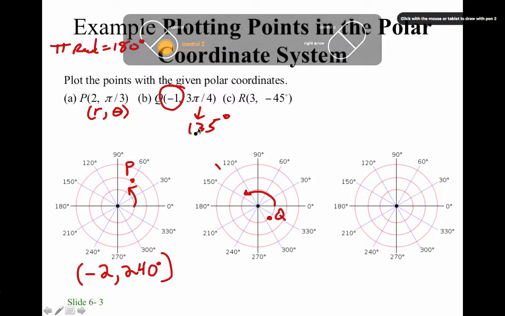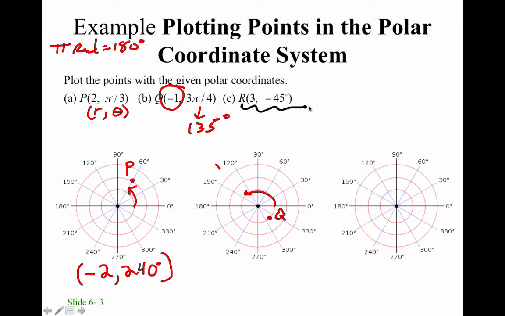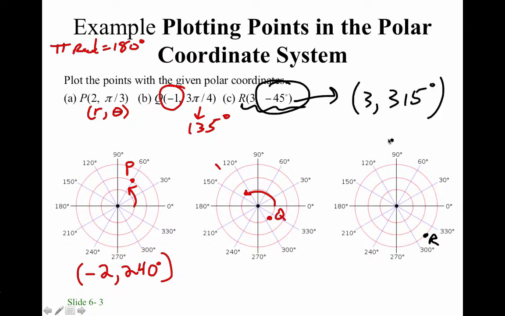Now the next one, where the radius is 3 but we're going negative 45. Well, which way is negative? That's going to go this way, negative 45, and I'm going to have a radius of 3. I'm out here. That's going to be that point R. But this 3, negative 45 could have been 3 and 315. You get to the same spot, huh? Kind of a terminal side idea. And I also could have done negative 3 and positive 135.